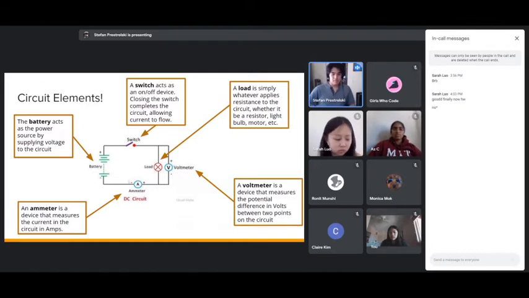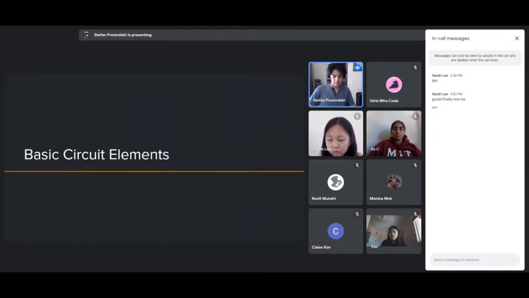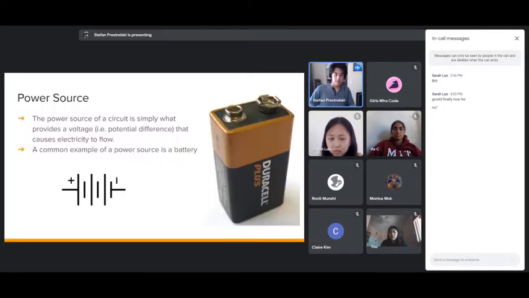Then we have a couple of other things that might come in handy later on. We have a voltmeter and ammeter. These are used to measure voltage and current in the circuit. A voltmeter simply measures the potential difference between 2 points. An ammeter simply measures the current. Just a few basic elements, like the power source. And by the way, on each of the slides for the basic circuit elements, there's also going to be the symbol that represents it on a wire diagram.